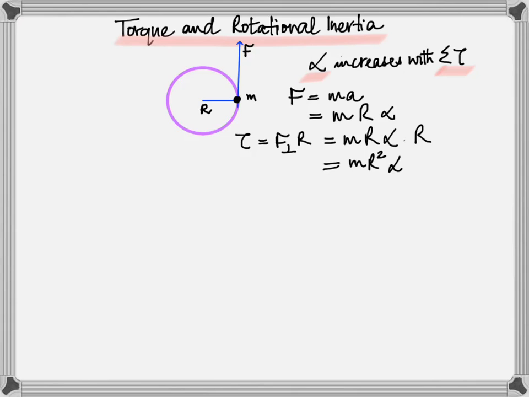Are you getting something close to this? Does that formula agree with this? Yes, it does. Except that in this place, what do you have? You have m r squared. You can see m times r squared, isn't it? That's called I. I is the symbol for rotational inertia. So tau is I alpha.